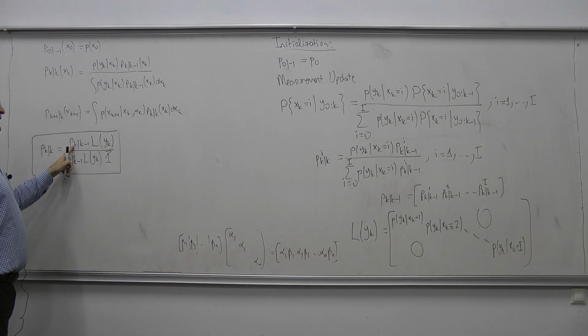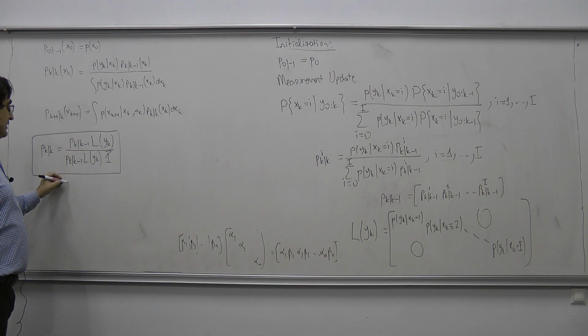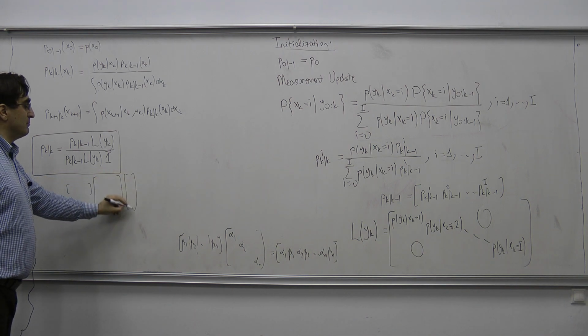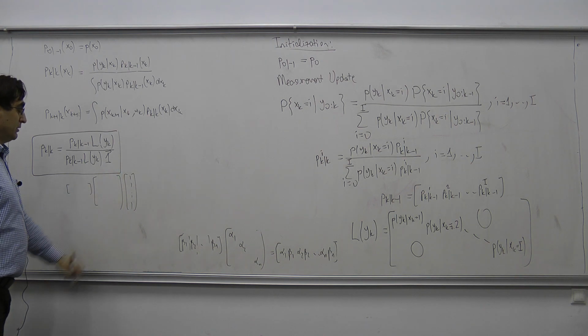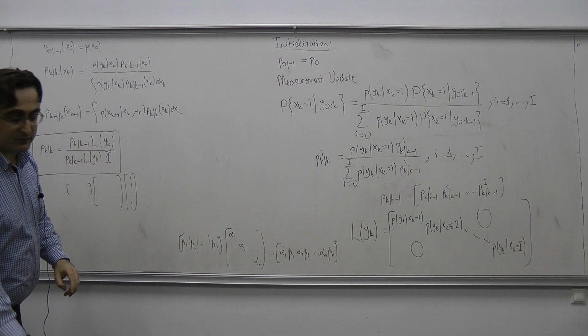We will take p_{k|k-1} vector, we will multiply it with the diagonal likelihood matrix, and then we will normalize. And this normalization, this denominator is just going to give you a scalar. Why is that? p_{k|k-1} is a vector, L is a matrix, and 1 is a vertical vector with elements 1. Okay? So this is just going to be the normalization constant here.